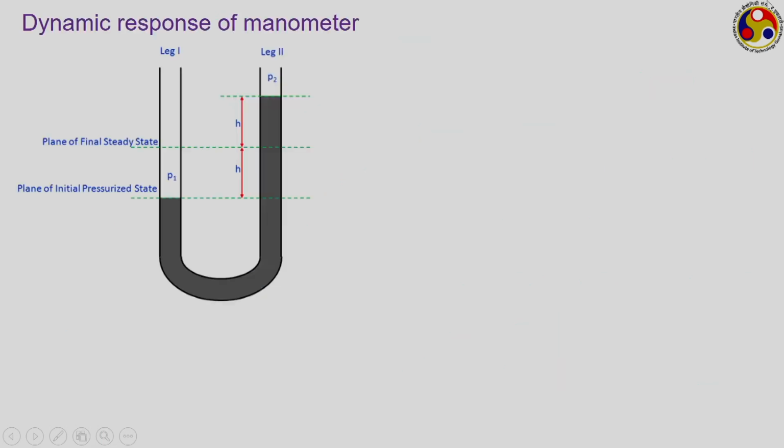Let us move on to some other pressure measuring device. Actually, I am sorry, before I move on to any other device, I quickly want to talk about the dynamic response of a manometer.